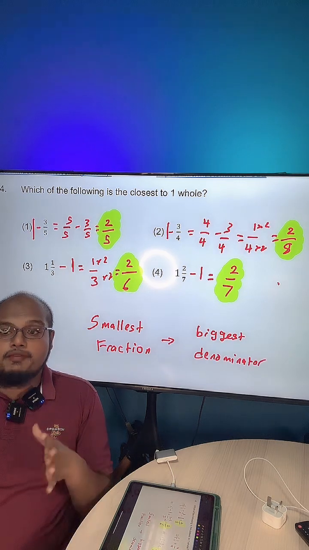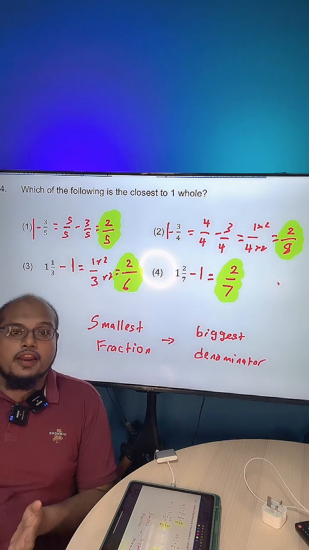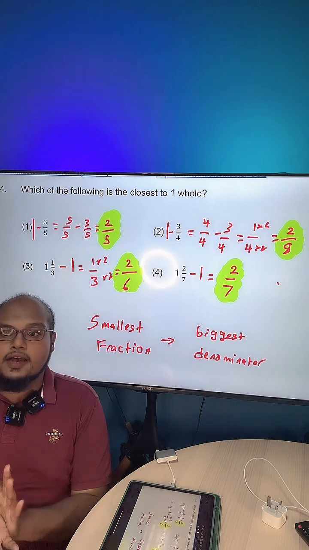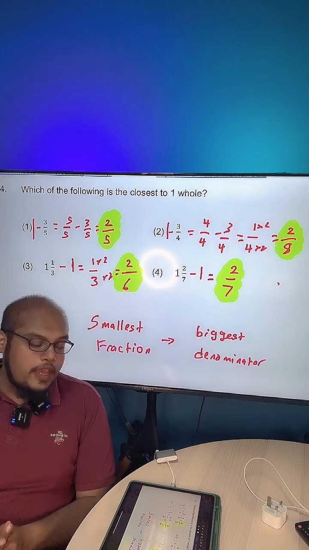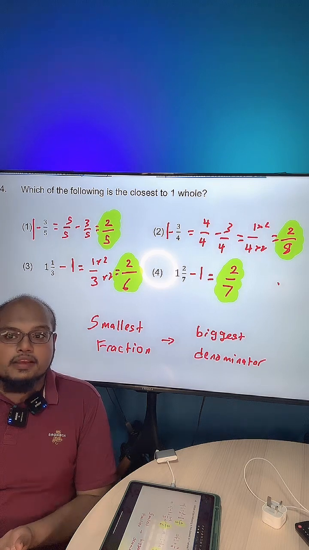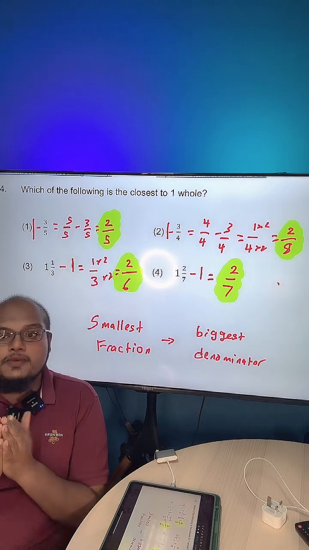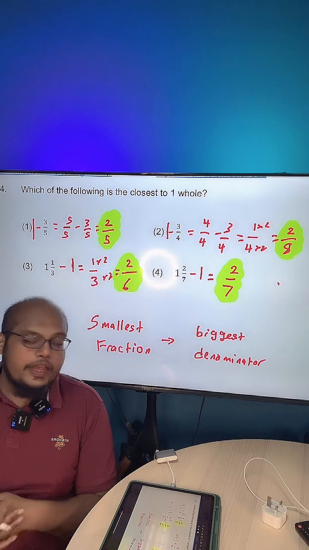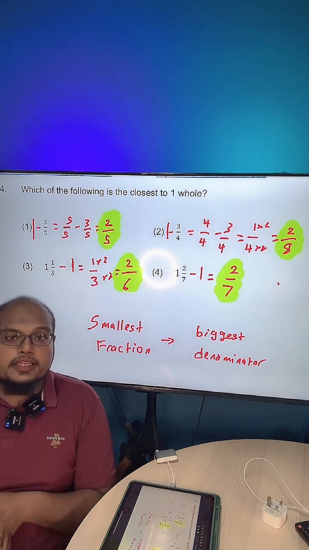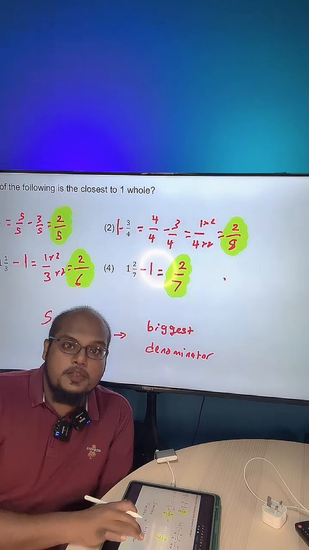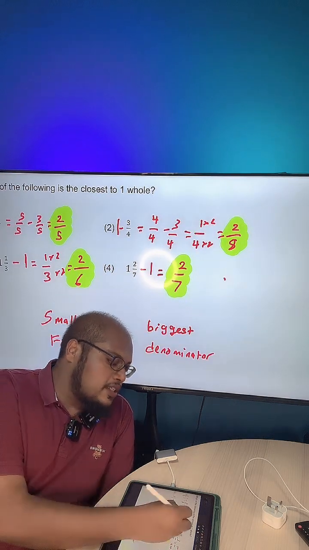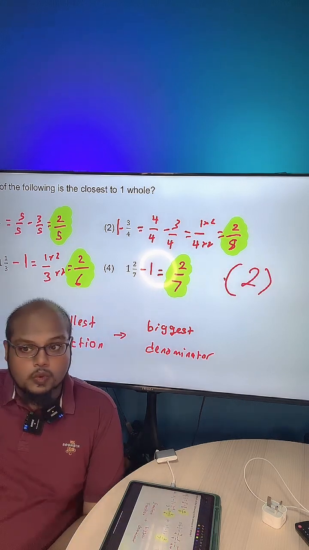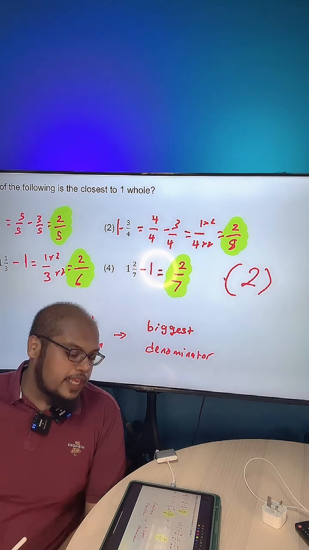Imagine you have a pizza or you're sharing a cake with your friend. Then the denominator is the number of slices that you're going to cut the pizza or cake into. So if you have more slices, each slice is smaller. If you have fewer slices, each slice is bigger. So that's why the biggest denominator is the smallest fraction. In this case, you have a 2 over 8 here. So the answer is 2, because you see an 8 there.